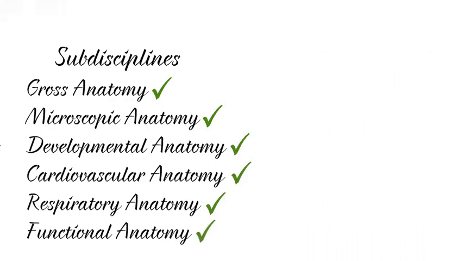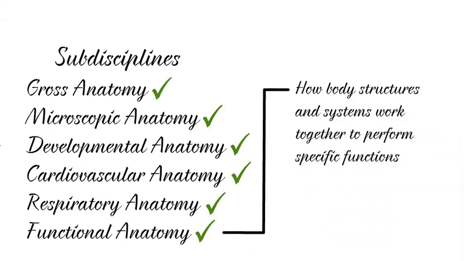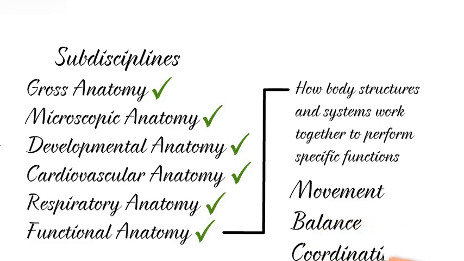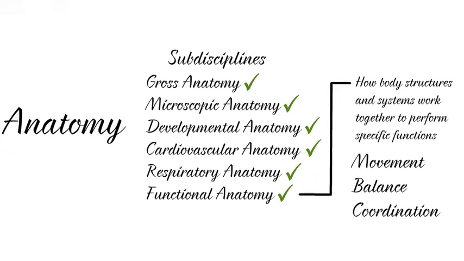Finally, there is functional anatomy, which deals with the way that the body's structures and systems work together to perform specific functions. This includes the study of movement, balance, and coordination. So as you can see, anatomy is a complex and diverse field, with many different subdisciplines working together to provide a comprehensive understanding of the human body.